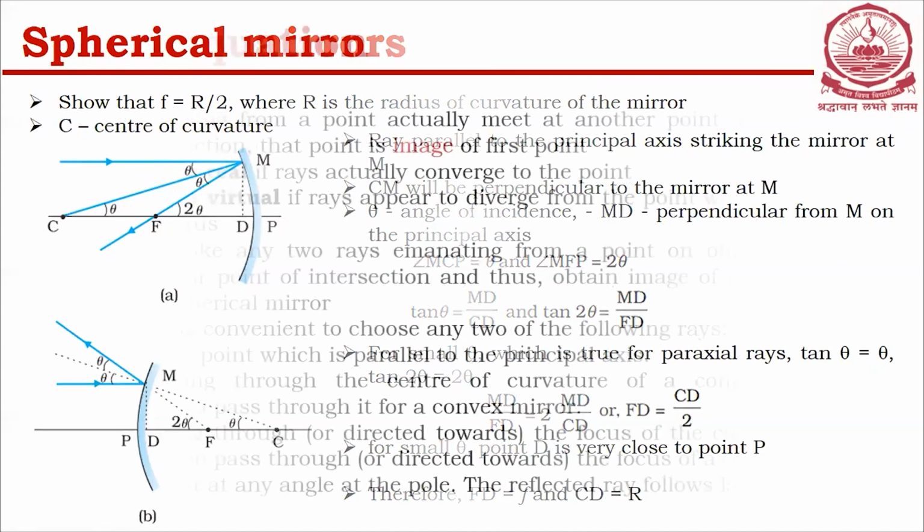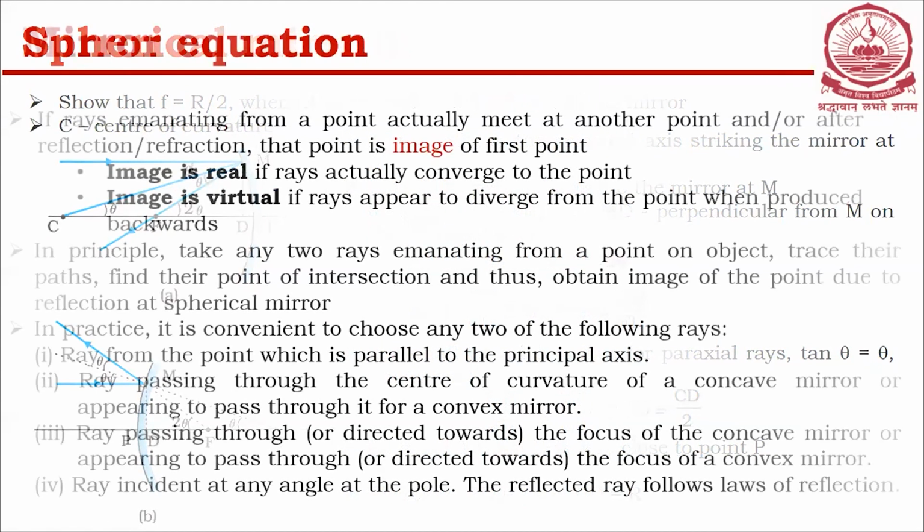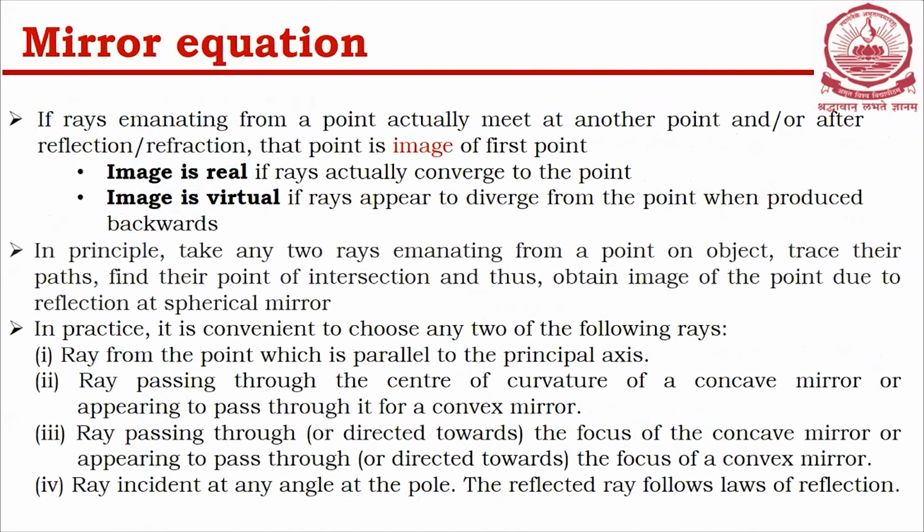So next is the mirror equation. How to get this mirror equation? In order to do that, we will try to understand how the image is formed. You know that there are two types of images. One is real image, the other is virtual image. A real image forms if rays actually converge to the point, and a virtual image forms if rays appear to diverge from the point when produced backwards.